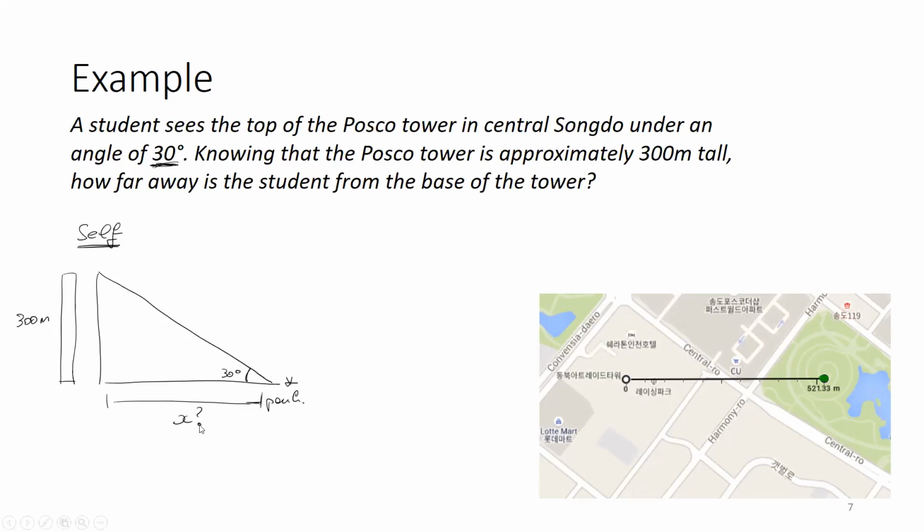So I'll let you figure it out, and you should find that x is square root of 3 times 300, or about 520 meters. And actually, yeah, it works out. Even if you look on Google Maps, it's about 520 meters.